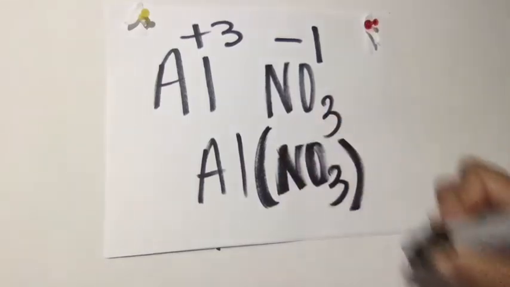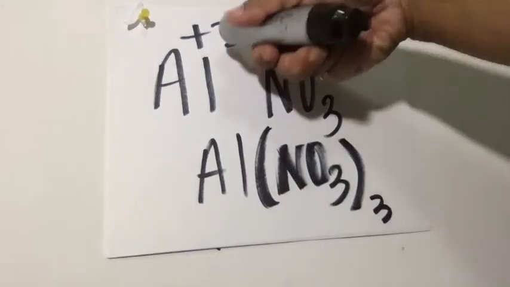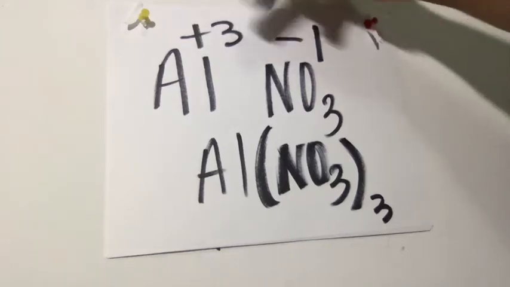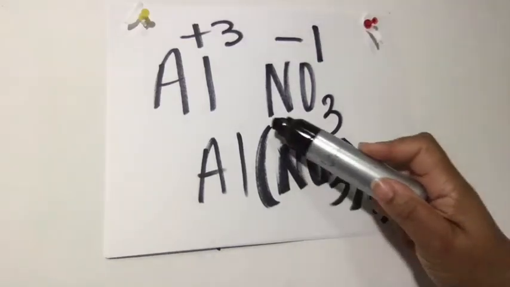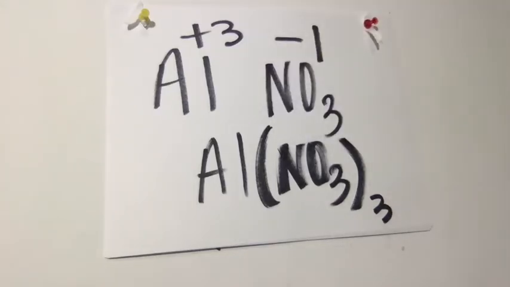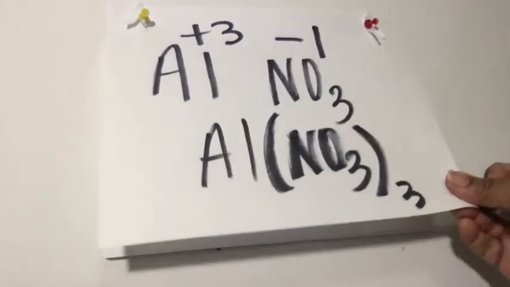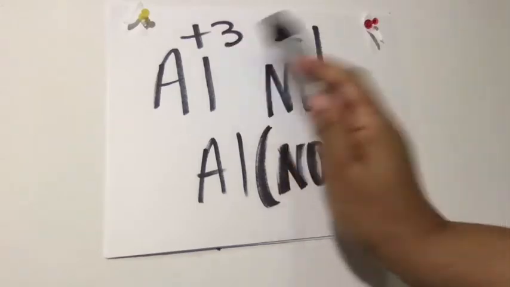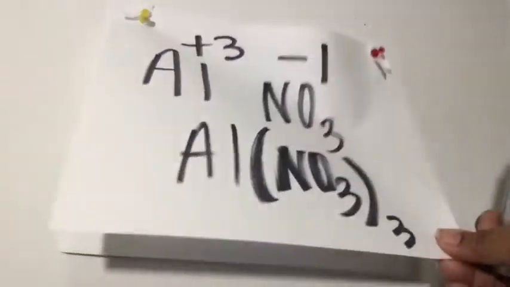The NO3 will have that 3 that aluminum had. And then the aluminum will have 1, but we don't write 1. It's understood. We just put the NO3 in parentheses, take it 3 times, and that's it. 1 and 3 get switched.